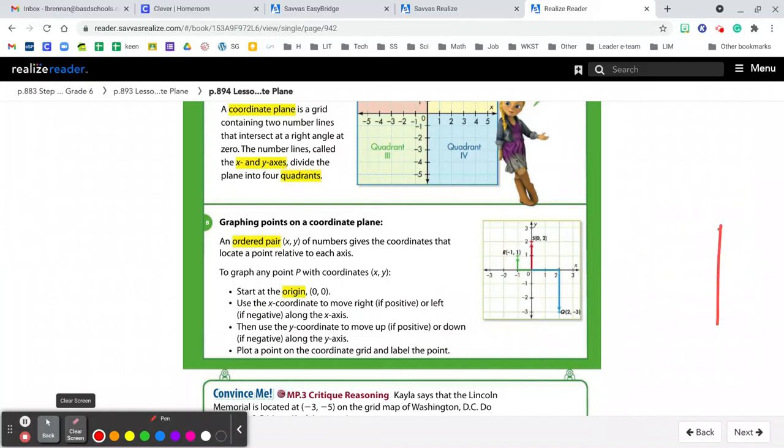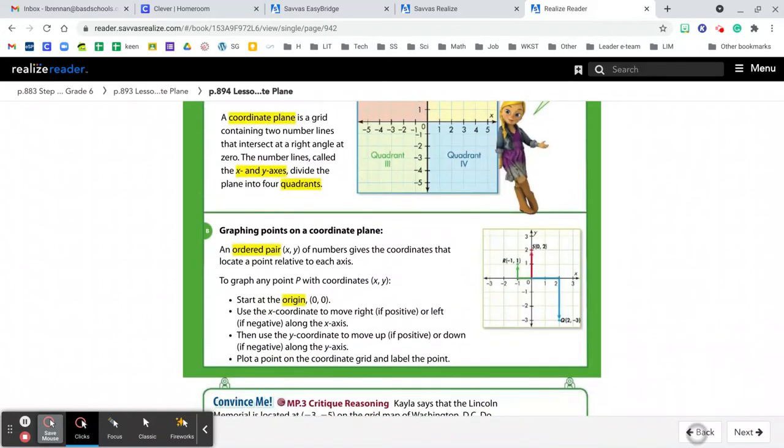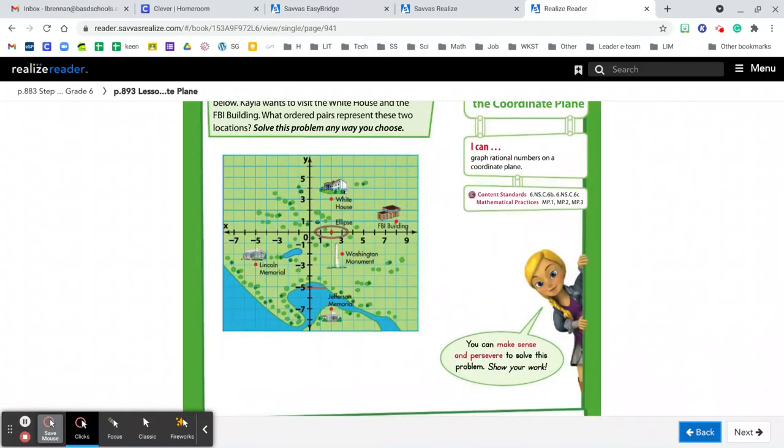So Kayla says that the Lincoln Memorial is located at -3, -5 on the grid map of DC. Do you agree or disagree? So -3, -5. If we go back, let's look for that. -3 would be over here. Starting at 0, we would go -3. And then -5 would be way down here. So that's where our spot would be. So we're going to say no on that.